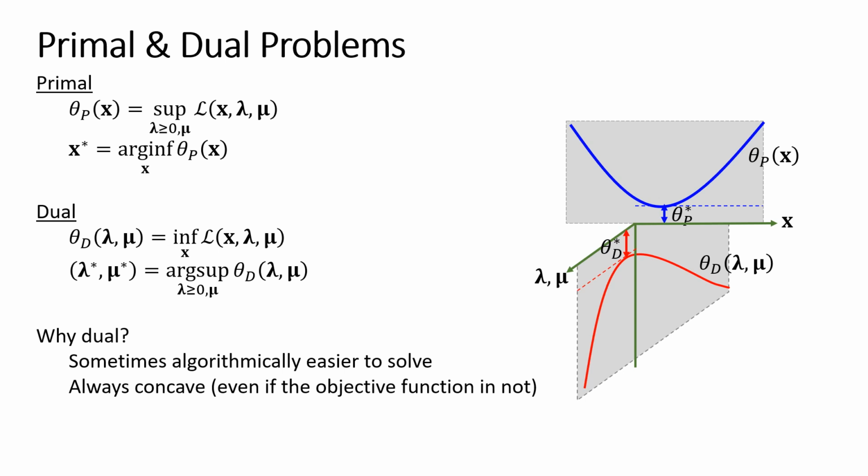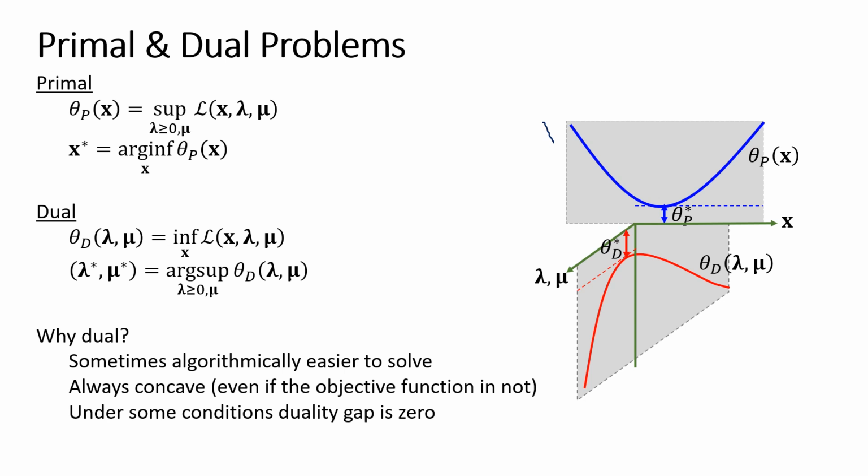Another thing is it's always concave, even if the objective function is not convex. So there's no guarantee that theta p would be convex. Even if that's the case, theta d is concave, and so you can employ simpler algorithms to obtain theta d. And under certain circumstances, the duality gap is 0. When you hit the maximum of the dual, that's the saddle point, you automatically get the solution.